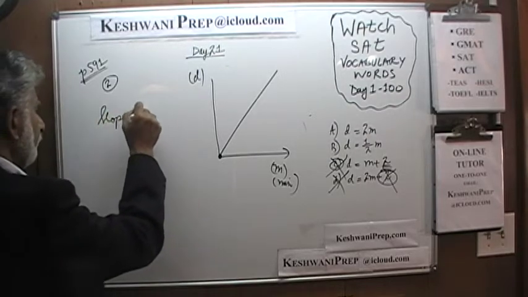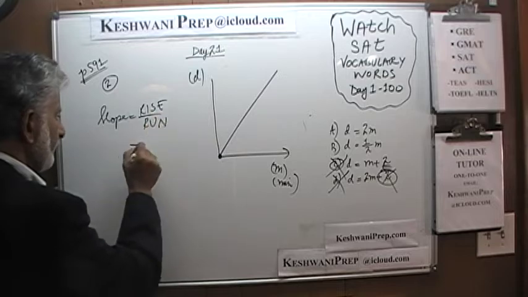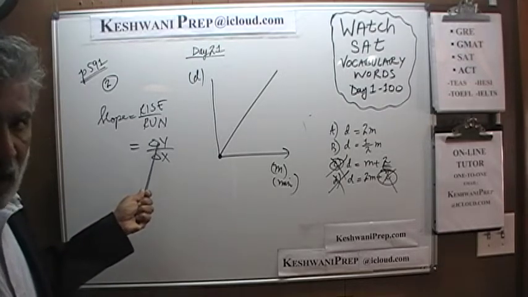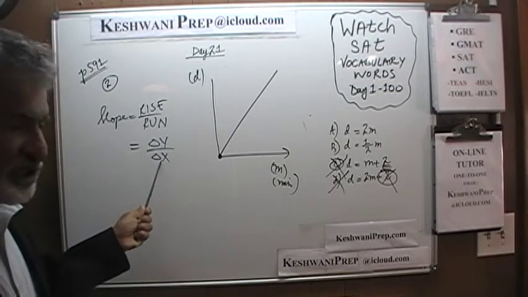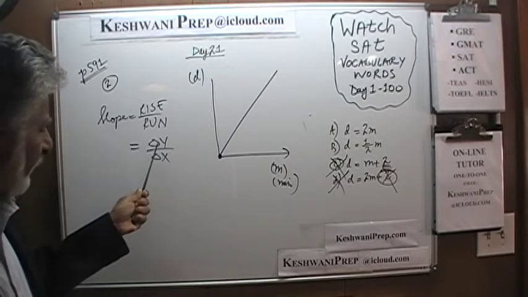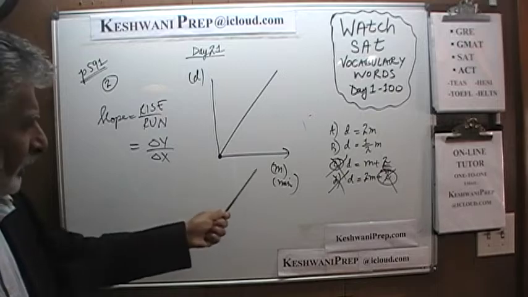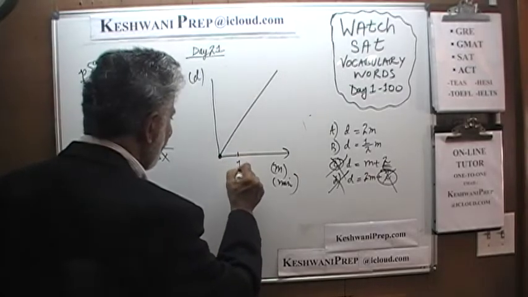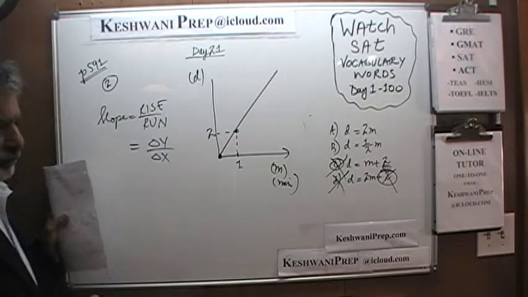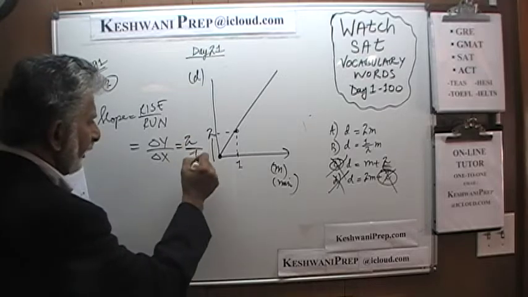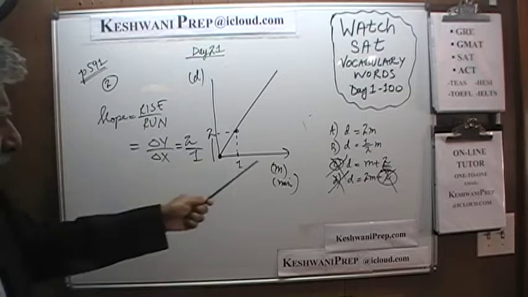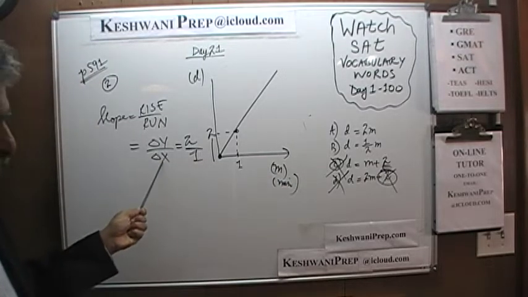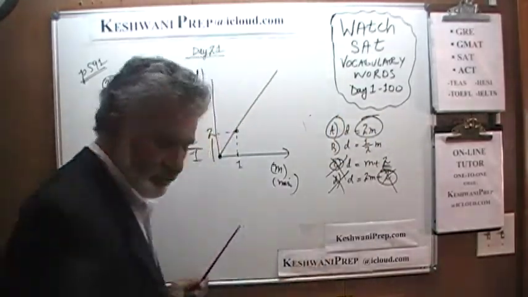We know slope is equal to rise over run, or put another way, the change in y over the change in x, not the other way around. Slope tells you how much the dependent variable y changes for each one unit change in the independent variable x. If you look at the graph, when x is equal to 1, y is equal to 2. So the change in y is 2 units for each one unit change in x. The slope is 2 here, not half. The half is for those people who are not paying attention and end up taking the reciprocal. So the slope is 2, the y-intercept is 0, the answer is A.